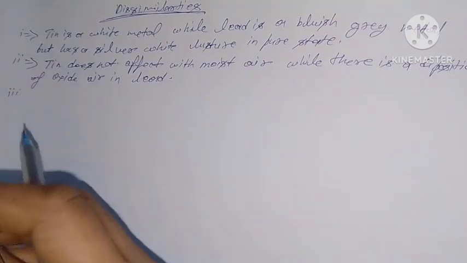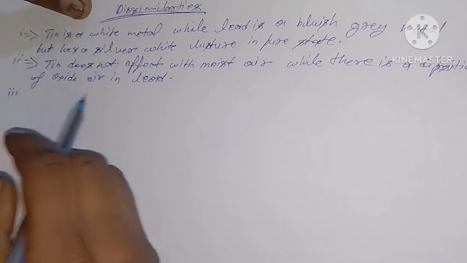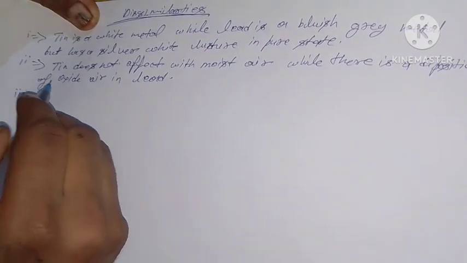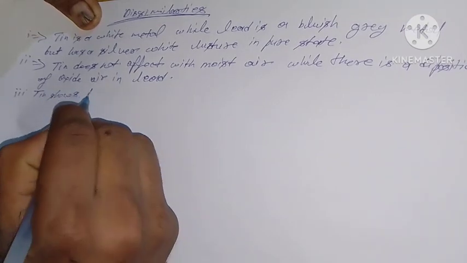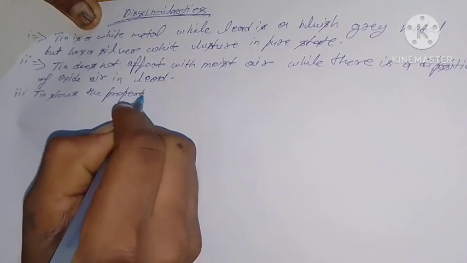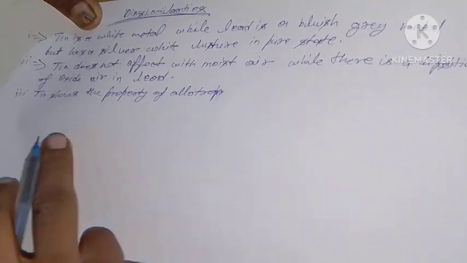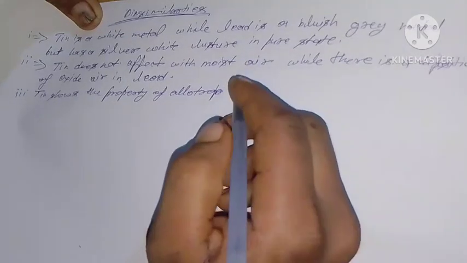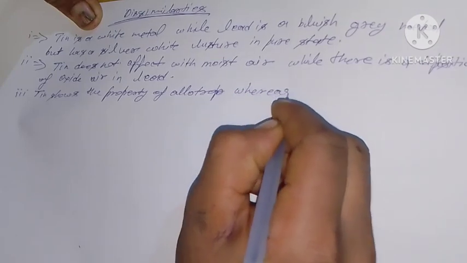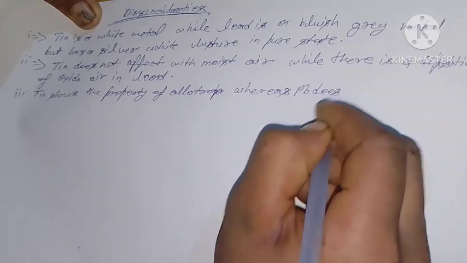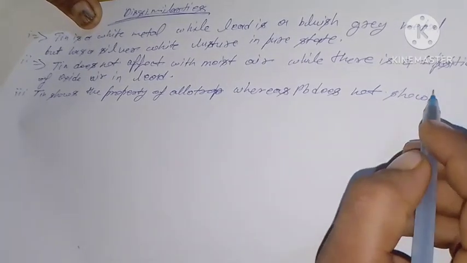Third point. Tin shows the property of allotropy, whereas lead does not show this type of property.